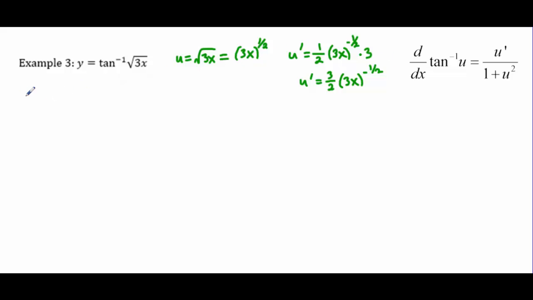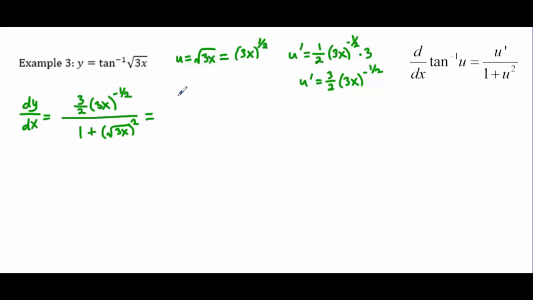Now let's plug this into our formula. dy over dx equals, u prime is 3/2 3x to the negative 1/2 over 1 plus u squared, and there's not a square root this time, so 1 plus the square root of 3x squared. Now there's a couple things that we can do to this now. The square root of 3x squared, the square root and the squared will cancel each other out and give us just 3x. So it'll be 1 plus 3x on the bottom.